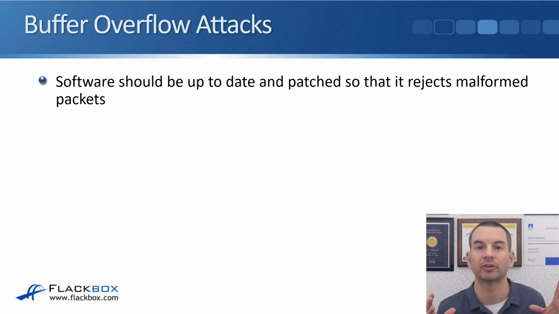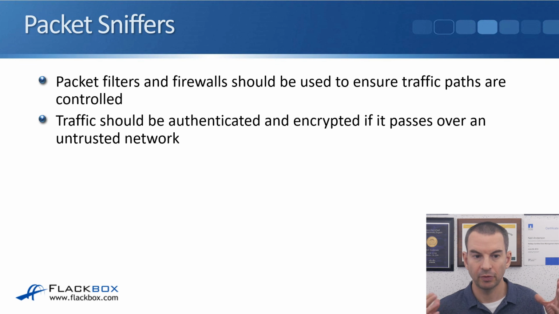To guard against buffer overflow attacks, software should be up to date and patched so that it rejects malformed packets. If you've got your own internal developers that are building your own applications, they should also make sure that they are not susceptible to buffer overflow attacks. For packet sniffers, your packet filters and firewalls should be used to ensure traffic paths are controlled. So traffic should only be going where it should be going to. That's going to lessen the chance that somebody that shouldn't see it is able to sniff it. And traffic should be authenticated and encrypted if it passes over an untrusted network.